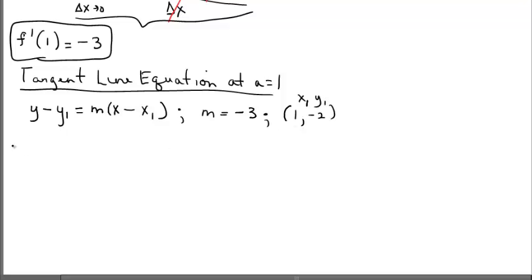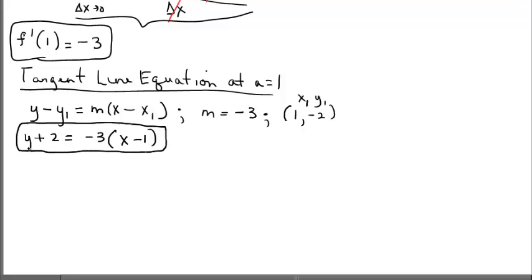So it looks like y plus 2 equals the negative 3 we found times quantity x minus 1. You can get y by itself if you want to move the 2 over, that's fine. Otherwise, we just typically leave it in this format.